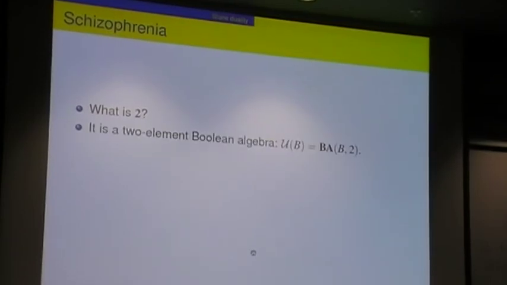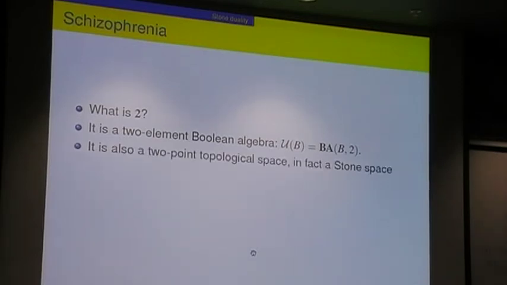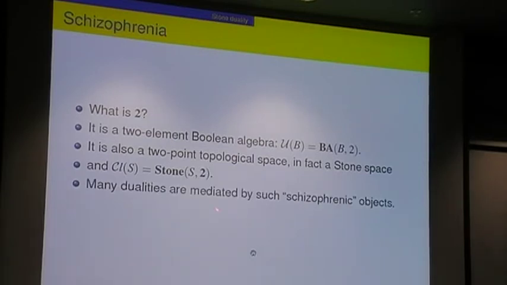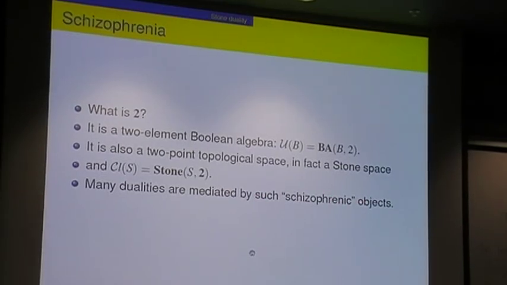So just to wrap up, let me say a bit about schizophrenia. So this thing too, as I mentioned before, it's a two-element Boolean algebra, and it is also a two-point topological space. In fact, it's a stone space because it is totally disconnected. Okay, and if you look at the Boolean algebra homomorphisms from B to 2, you get the ultrafilters on B. If you look at the continuous functions from S to 2, you get the clopens of S. Okay, so you see that in both cases these functors are realized by looking at maps into the schizophrenic object. And many dualities are mediated by such schizophrenic objects. We will see this in the third lecture on duality for groups.